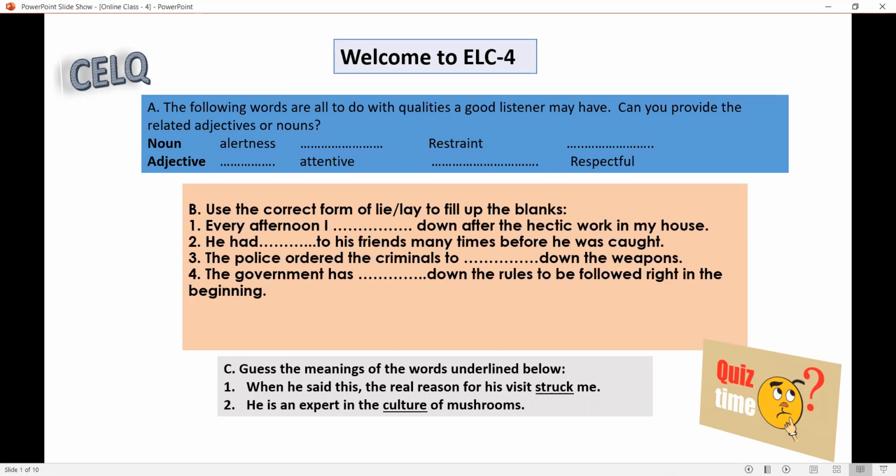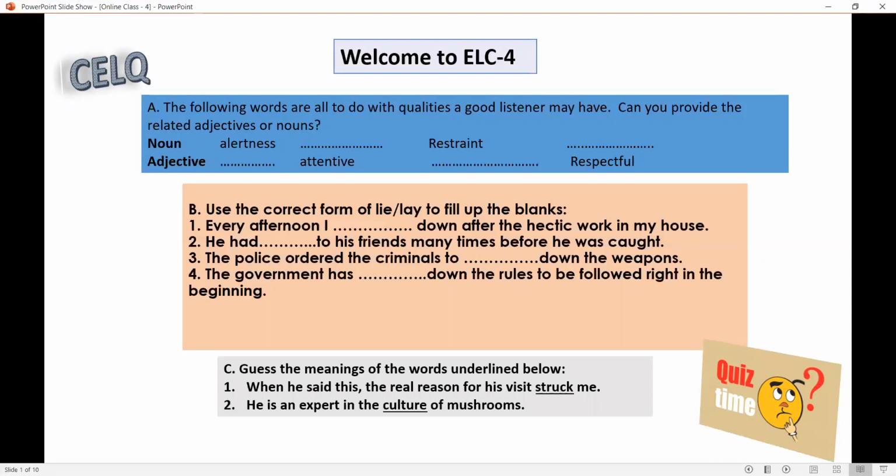I am giving you 3 questions today. The first one is related to parts of speech. Read the question. The following words are all to do with qualities a good listener may have. You know that to learn a language, the first skill all of us should develop is listening, and being a good listener is always good. Question is, can you provide the related adjectives or nouns?